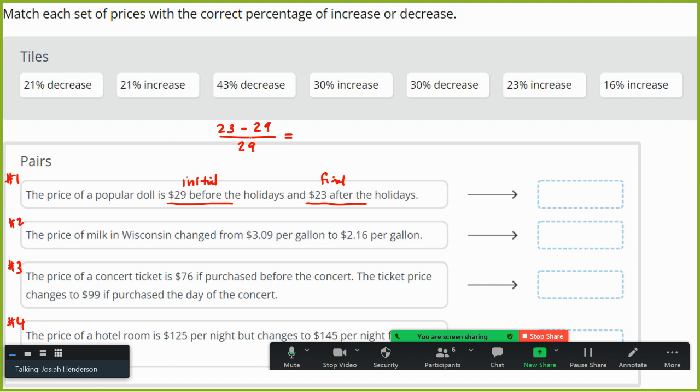Try solving this one on your own for me. When you finish, you're going to get a decimal, and we'll talk about that. So take a moment and do the subtraction and then divide by 29. If you can tell me in the chat what you get, we'll compare our work together. Do the subtraction first and then divide by the 29 in the bottom. 23 minus 29 over 29.